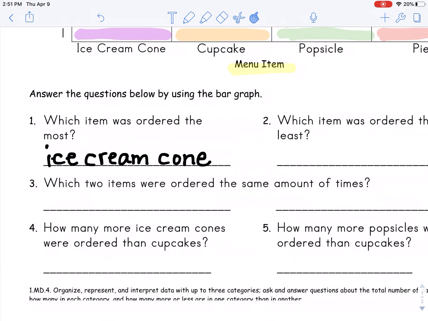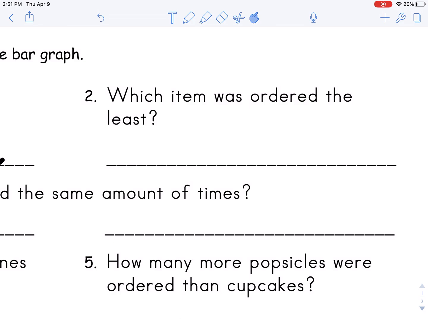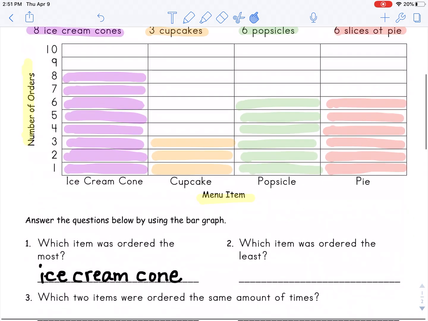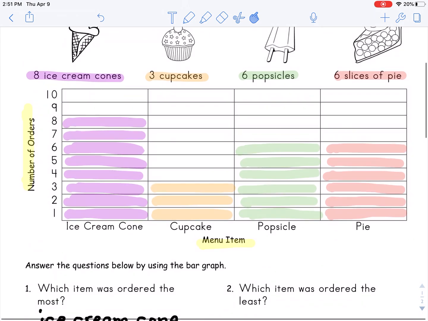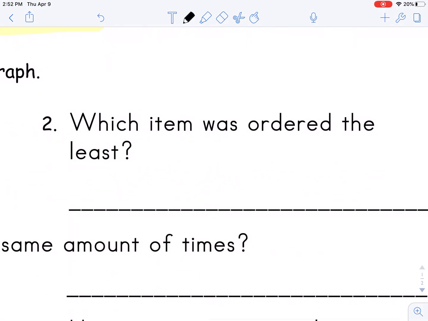Let's move on to number 2. Which item was ordered the least? That means which bar is the shortest, which has the least amount of bars colored in. That's the orange bar, and the orange bar represents the cupcakes. There are only 3 cupcakes that were ordered, and that is the least amount of times an item was ordered. So which item was ordered the least? The cupcakes.